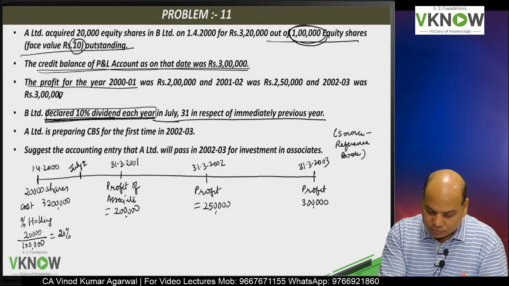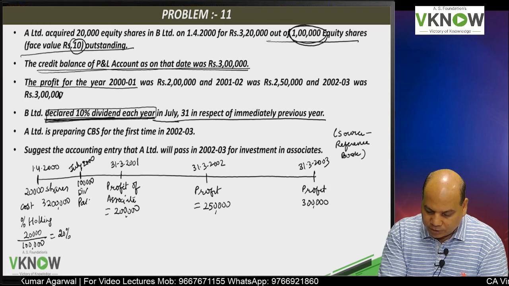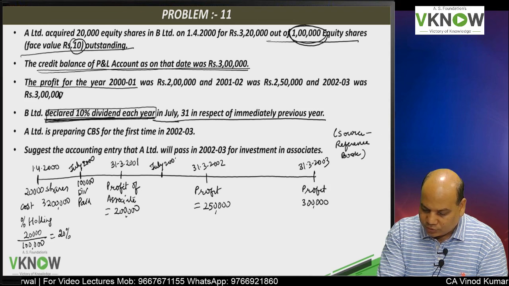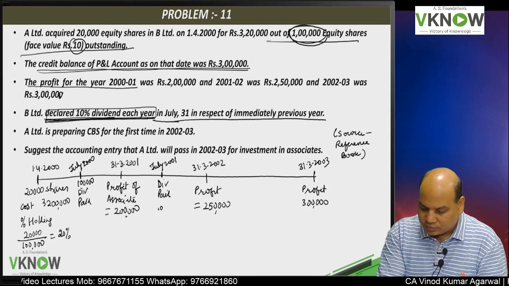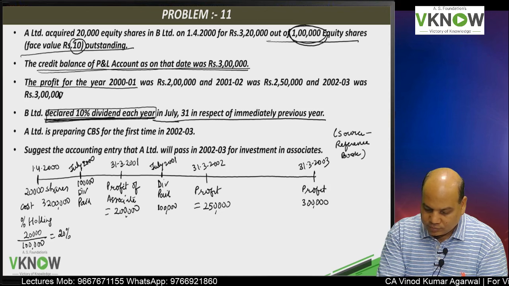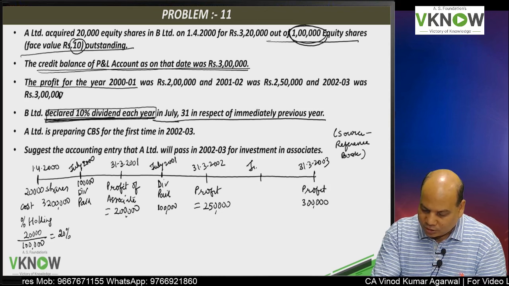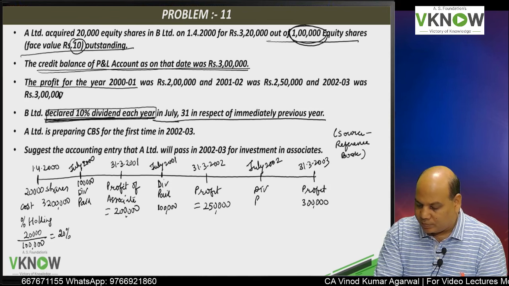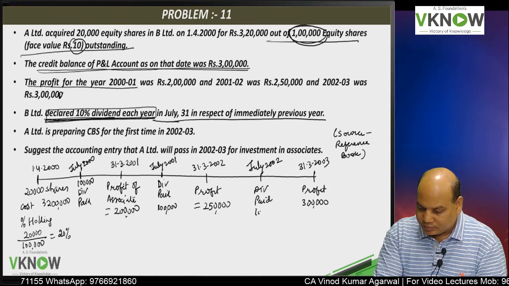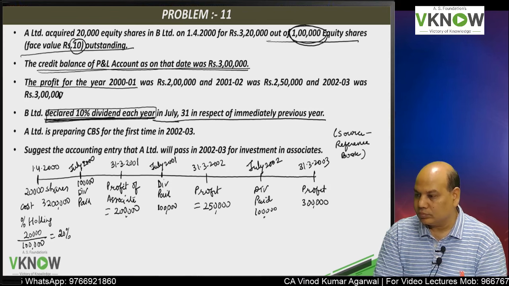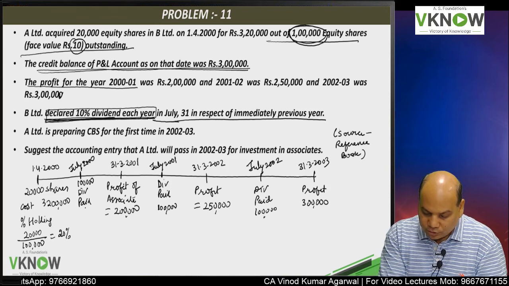Which means July 2000, dividend paid 1 lakh. Then again July 2001, dividend paid by the associate 1 lakh. Then July 2002, dividend paid by the associate 1 lakh. Is this right?